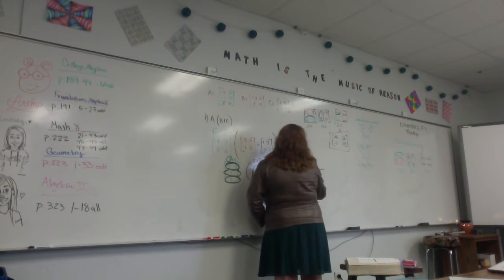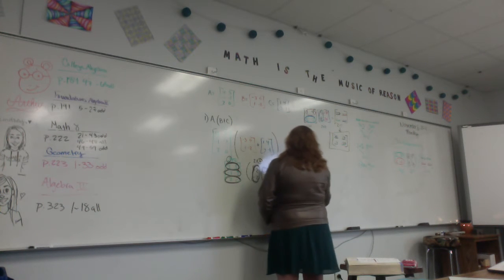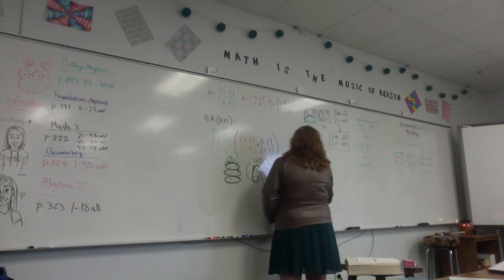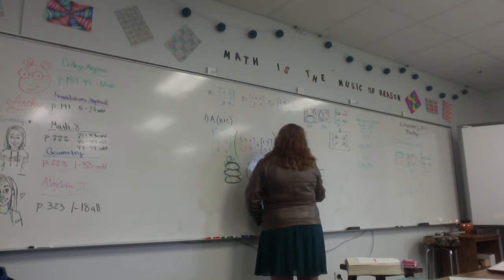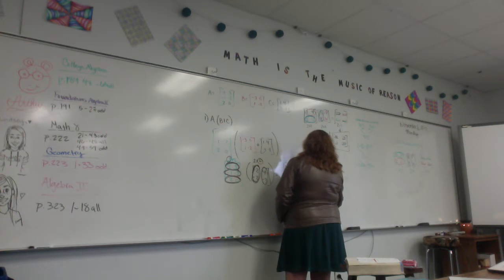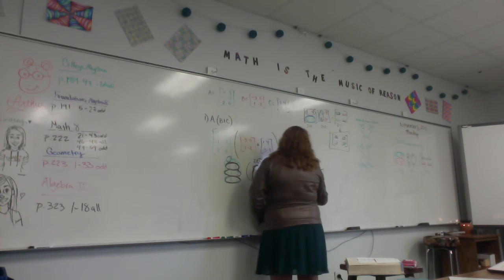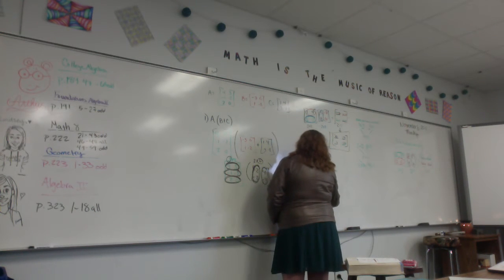Positive 16, -9, 7. 2 plus 4, 6. -4 and positive 6, 2. -4 and 0, -4, and 8 and 0. That's your solution.